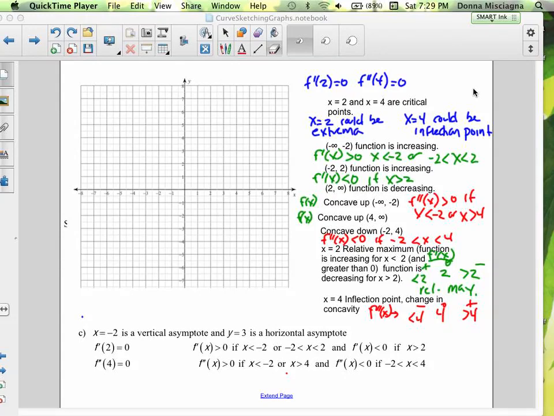Welcome to Curve Sketching Possible Graphs Part 3. I typed a lot of this, and I'm sure the typed part's in your notes. So you're just going to add to it the other parts that aren't typed. All they are is the sign charts, the explanations, things like that, and how we know, et cetera.